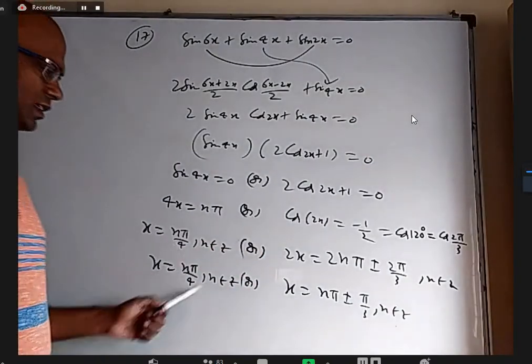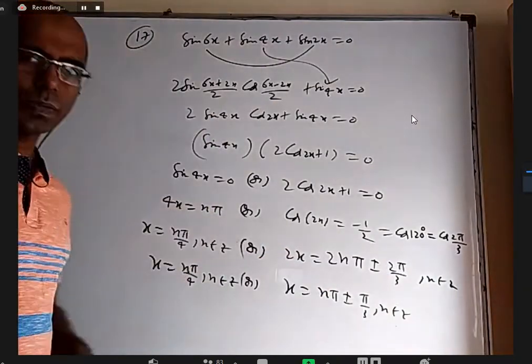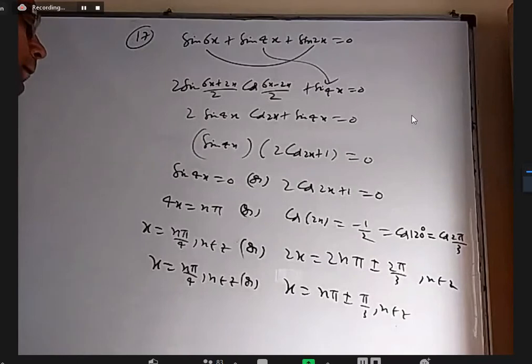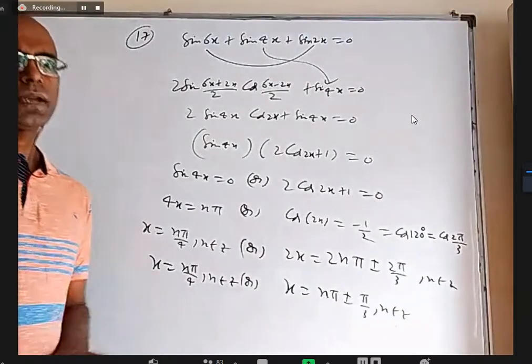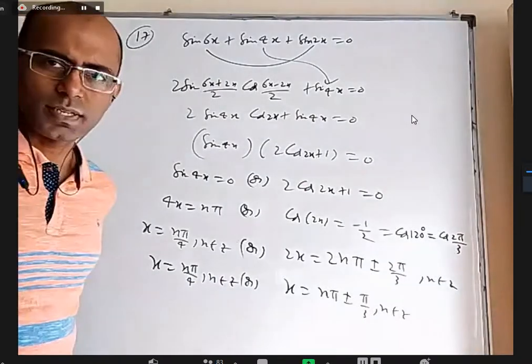I don't think any answers will match. This will be a different list, even if they say between 0 to 2 pi or something like that. Okay, so that's all. Just a little manipulation that you have to convert the sum into product. Otherwise formulas are same.